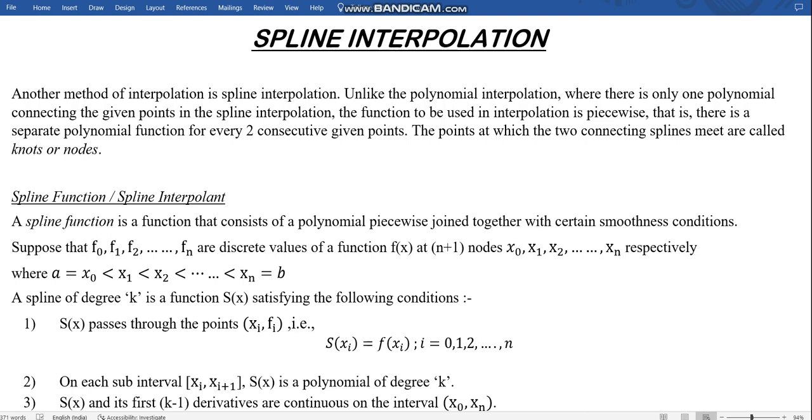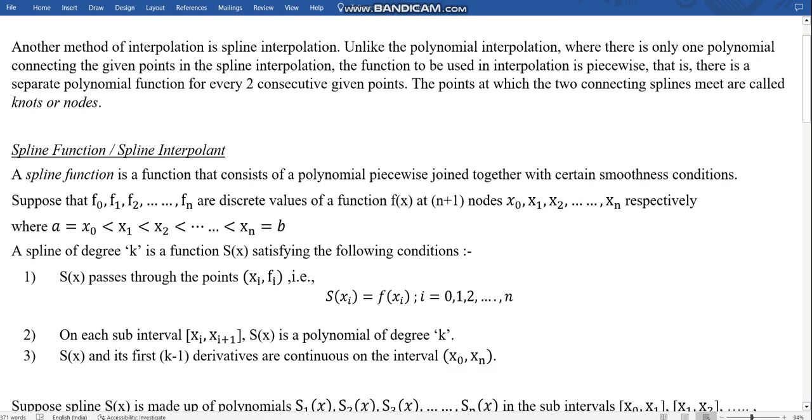What is a spline function or a spline interpolant? A spline function is a function that consists of a polynomial piecewise joined together with certain smoothness conditions. So let us see what these conditions are. Suppose that f0, f1, f2 up till fn are discrete values of a function f(x) at n plus 1 nodes, that is x0, x1, x2 up till xn respectively, where they are in ascending order. So a and b, which are x0 and xn, are called the external nodes, and the internal nodes are x1, x2 up till xn minus 1.